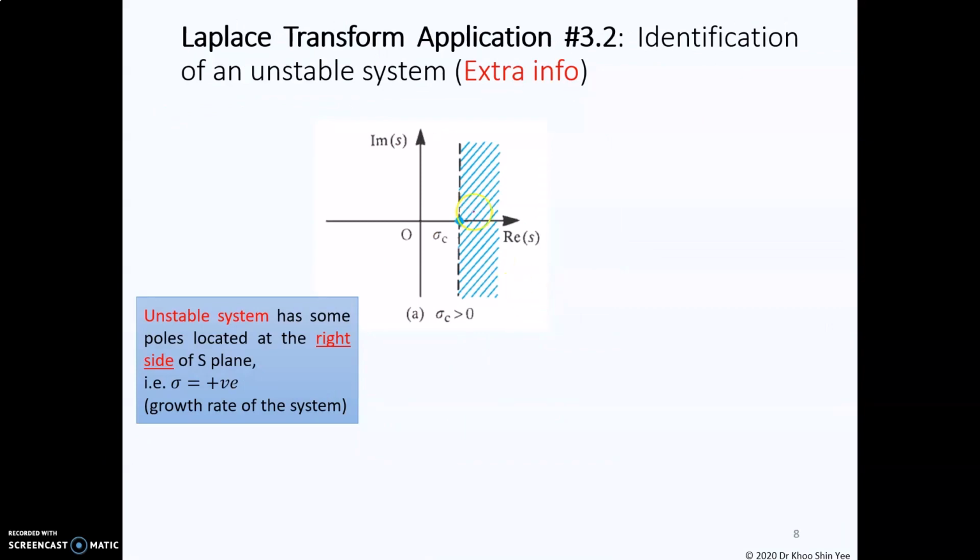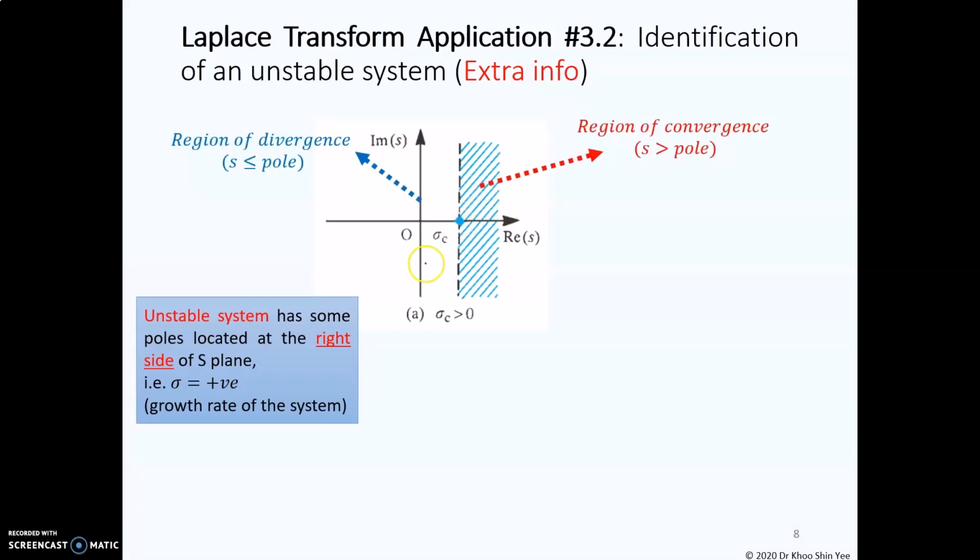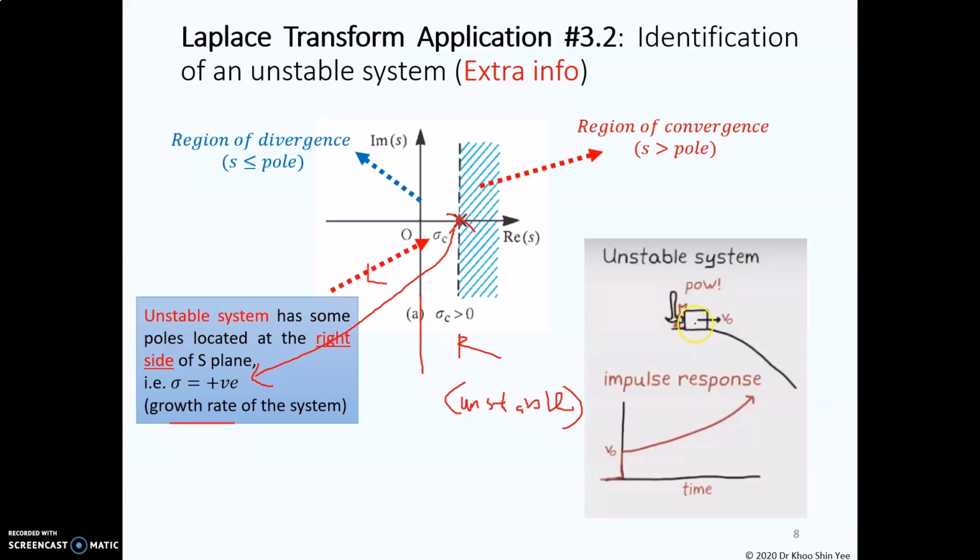Let's say you have a pole-zero plot like this, and please identify whether it's a stable or unstable system. Since this is the left side of the S-plane, and this is the right side, you can see the pole is here, and if the pole is at the right side, it indicates an unstable system. This is because sigma is positive, indicating the growth rate. In actual fact, let's say you knock an object down from a hill, and you will find that this is the initial velocity, and the velocity increases over time up to infinity, right? So this is an unstable system.